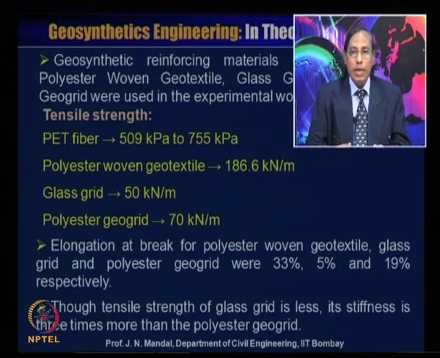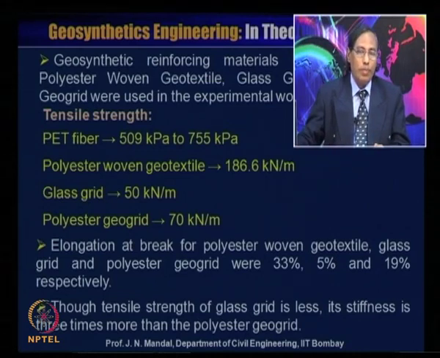You can see that in the case of the glass grid the elongation is very low, almost 5%. On the other hand, for polyester woven geotextile the elongation is higher, about 33%, and polyester geogrid about 19%, while generally it lies between 10 and 15%. Though the tensile strength of the glass grid is lower, its stiffness is 3 times more than the polyester geogrid material.